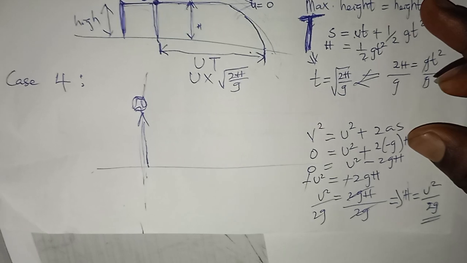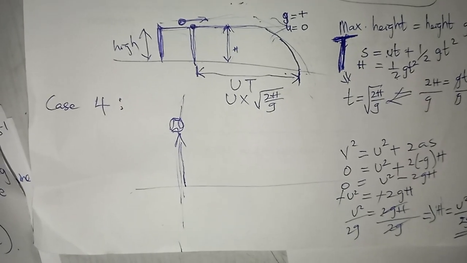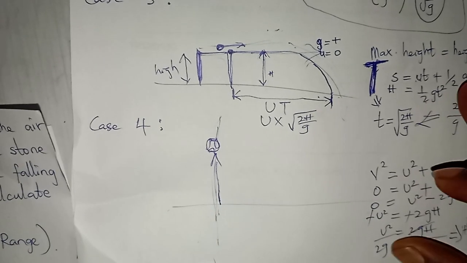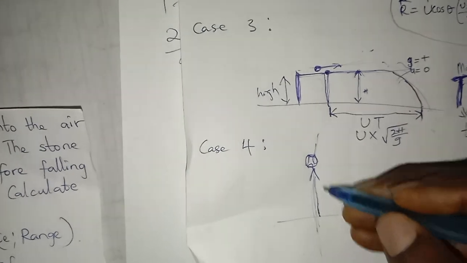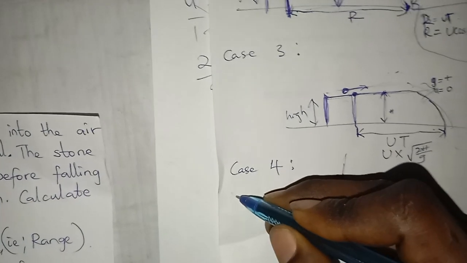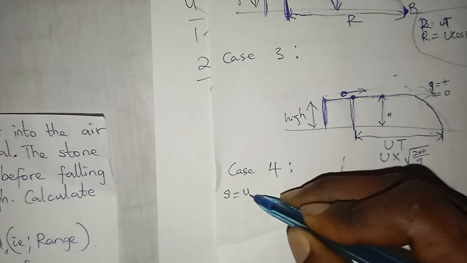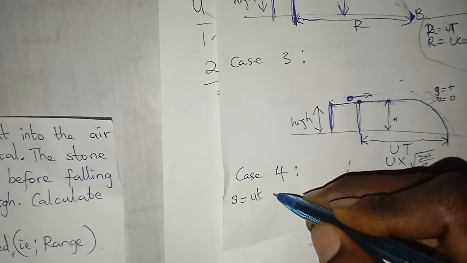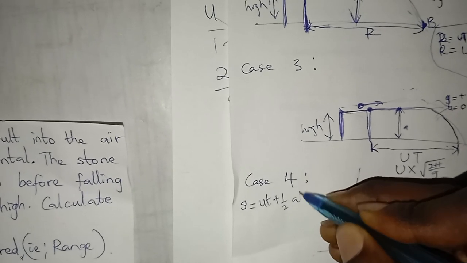So this is for vertical axis. There's nothing like horizontal range in this kind of question. There's time to reach maximum height, because if they ask me time to reach maximum height, all I will simply do is to say s will be equals to ut plus half at square.